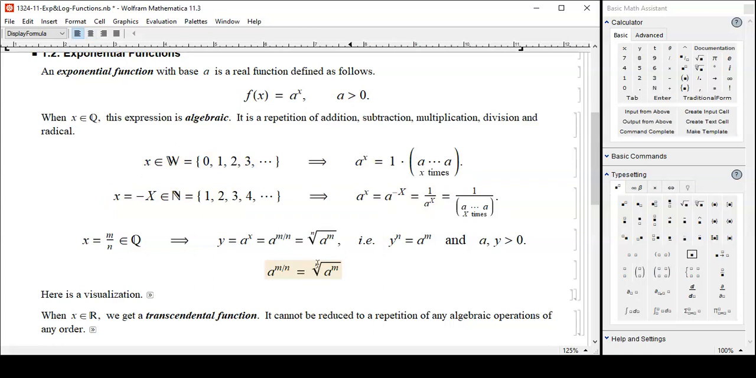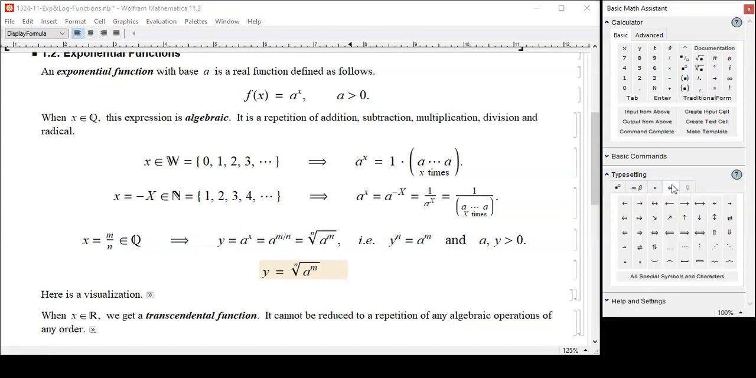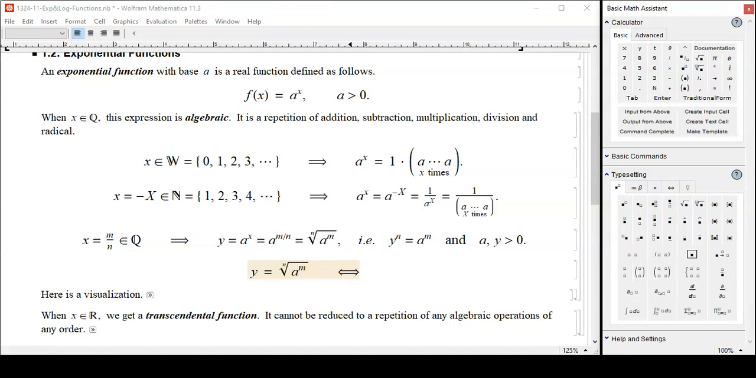But then again, what do you mean by the nth radical? It's this: y is the nth radical of a to the m power is defined by y to the nth power is a to the m power, and both are positive. A is always positive. Yeah, we're going to consider only that. But also, the y value, the function value, is also defined always positive.